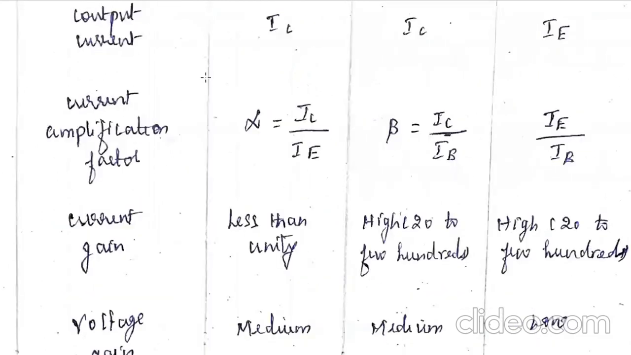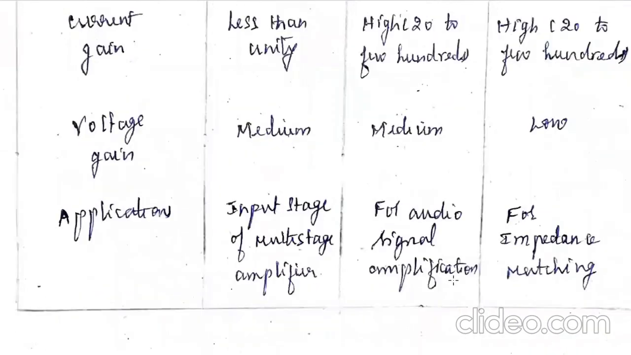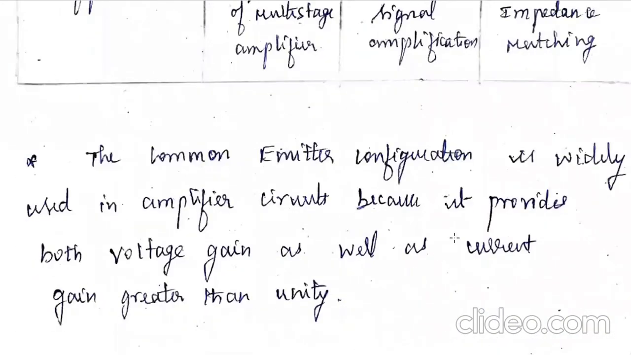On seeing the comparison of all the characteristics of all three configurations, we can conclude that the common emitter configuration is widely used in amplifier circuits because it provides both very high voltage gain as well as current gain, because the voltage and current gain for the common emitter configuration will be greater than unity.